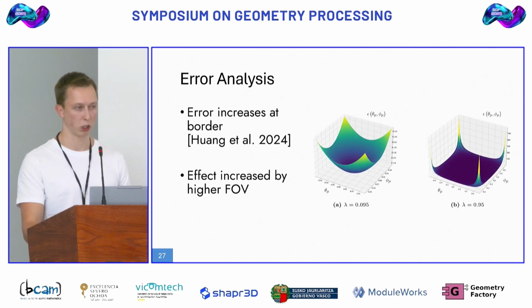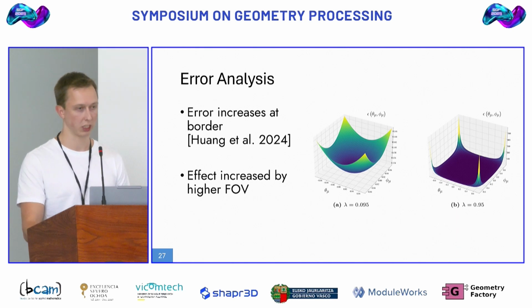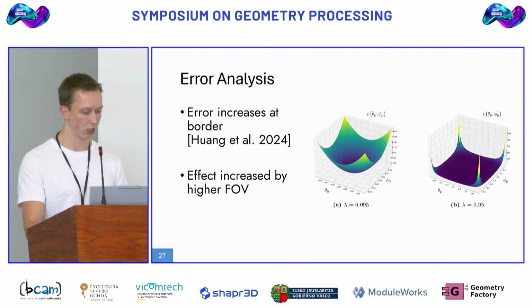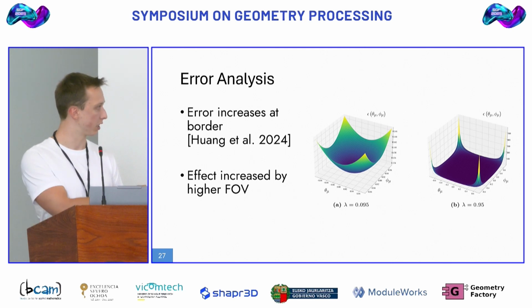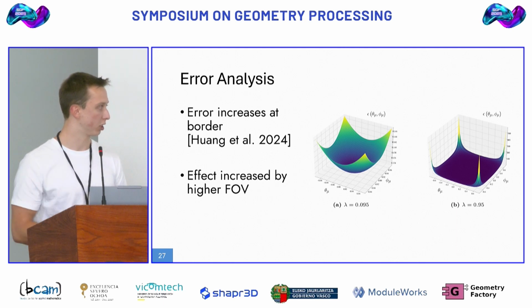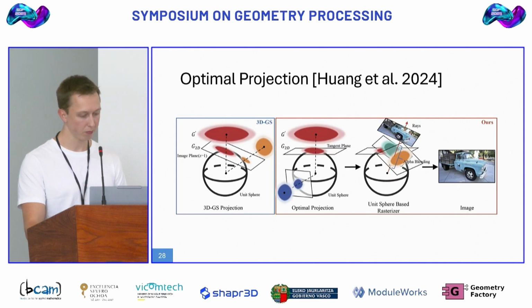However, of course, approximating something does introduce an error, and there has been really nice work that dives into the analysis of this projection error. But basically, what you can see is that the error of projecting a Gaussian onto an image plane increases on the border of the image. So the further out the Gaussian is, the more distortion you have. And this effect is also increased by a higher field of view.